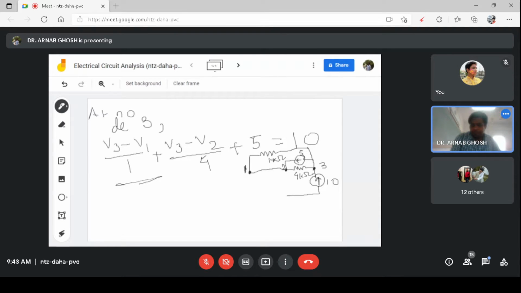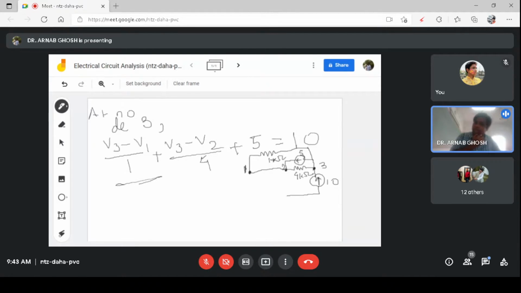Okay. Yes, sir. The equation at node 3: V3 minus V1 by 1 plus V3 minus V2 by 4 plus 5 is equal to 10. Yes, sir. But I have assumed, sir, all the current entering at node V3 except 5 milliampere.